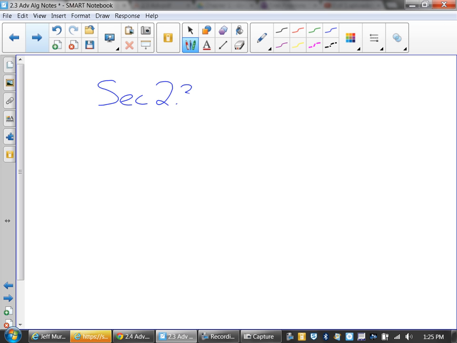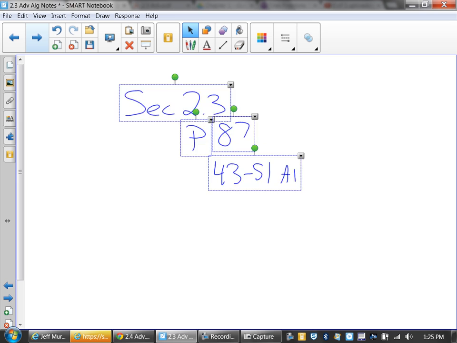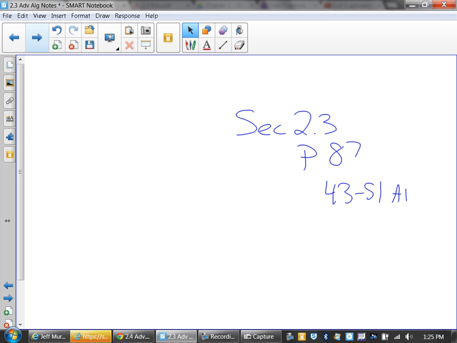Section, what is this, 2.3, which is on page something or another. May I steal your book? Can I figure out what numbers I assigned you the last hour? All I want you to do, it's section 2.3, which is page 87, 43 to 51. You just do those. It's 9 problems.